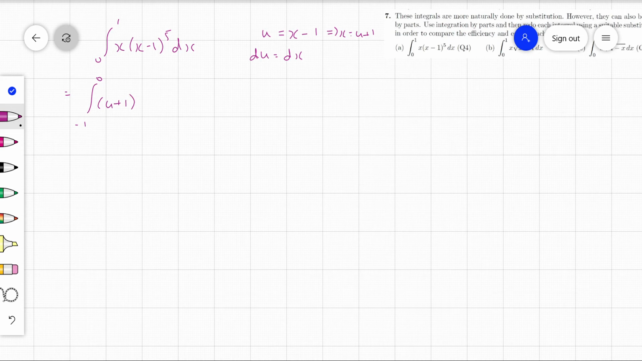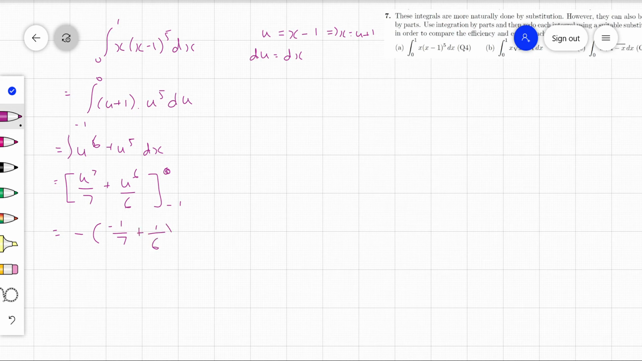For the (x minus 1) to the 5, I've now got u to the 5. For the dx, I've now got du. So you can see clearly that that will just be u to the power of 6 plus u to the power of 5 when we multiply that out. So we're just going to get u^7 on 7 plus u^6 on 6 when we integrate. And we're subbing in 0 to start with, so when we sub in 0 we get nothing, minus when we sub in negative 1 we're going to get negative 1 on 7, negative 1 to the 6 is positive 1, so positive 1 on 6.